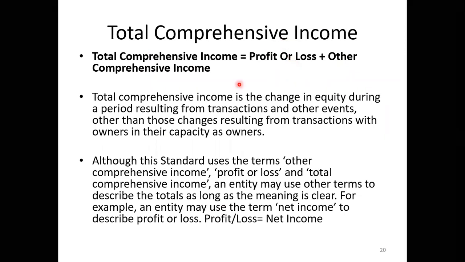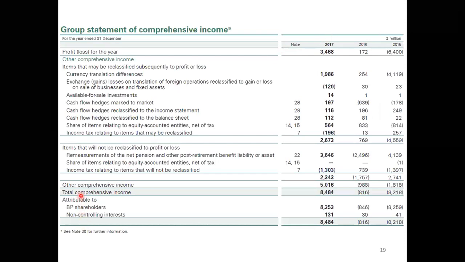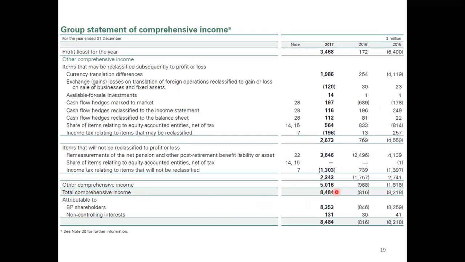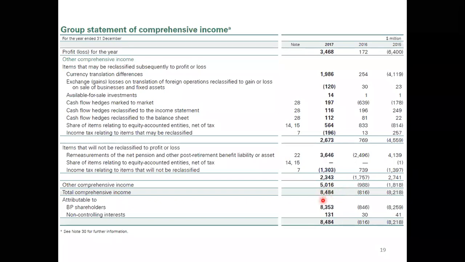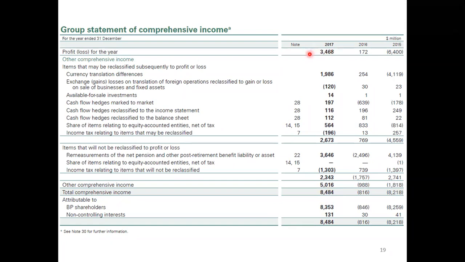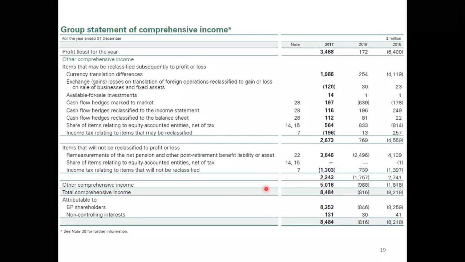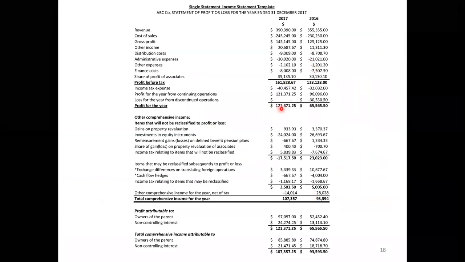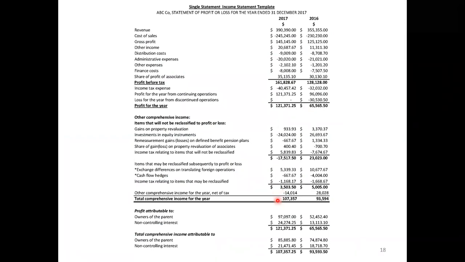Profit or loss for the period plus other comprehensive income. Here, the total comprehensive income equals what? This 8,484 comes from how? Profit or loss for the period is 3,468. This is from the normal course of business. And this part, 5,016, is other comprehensive income. So therefore, it will equal total comprehensive income. Same thing here, right? This is profit for the year, and other comprehensive income, and it equals total comprehensive income for the year.